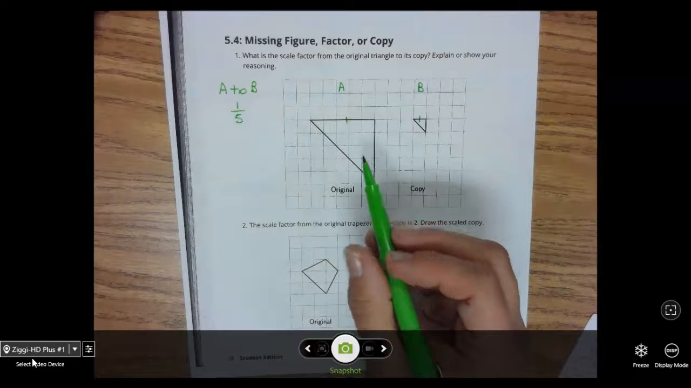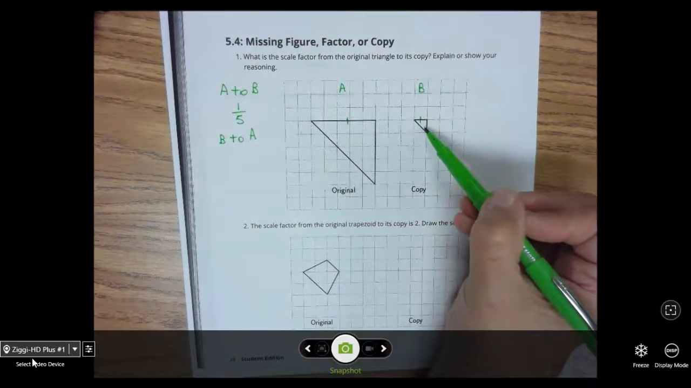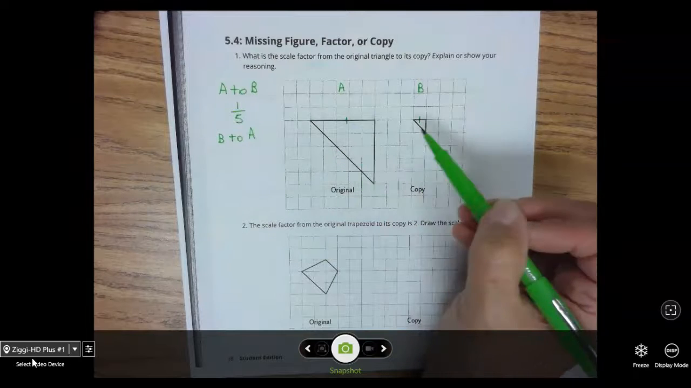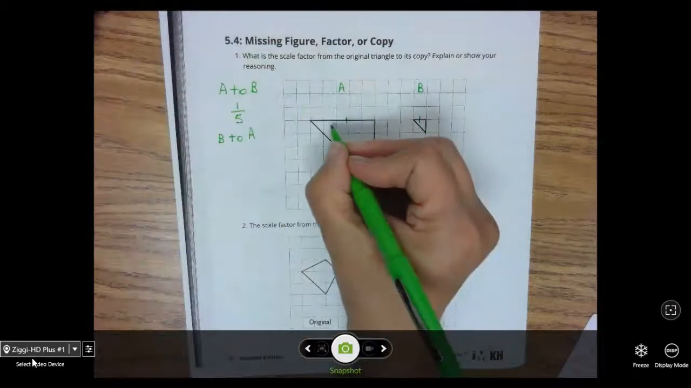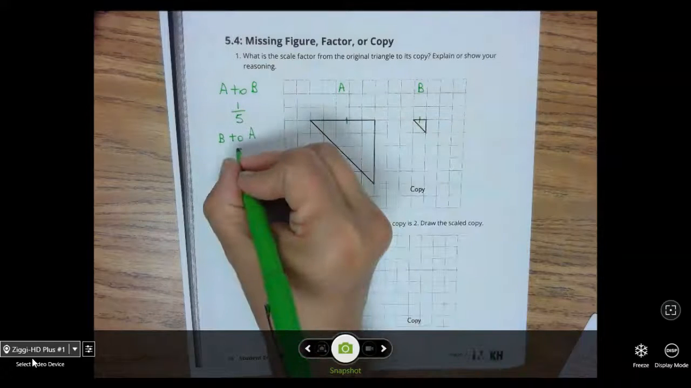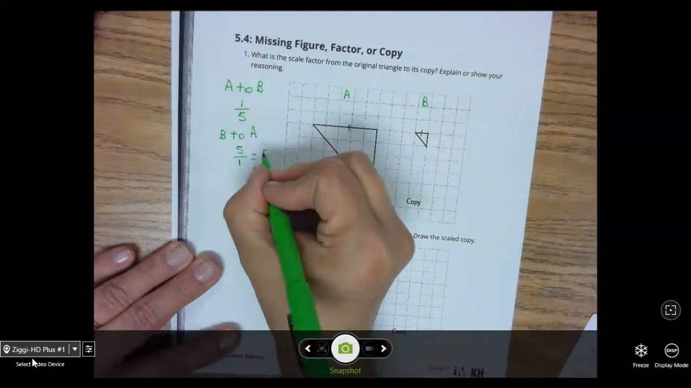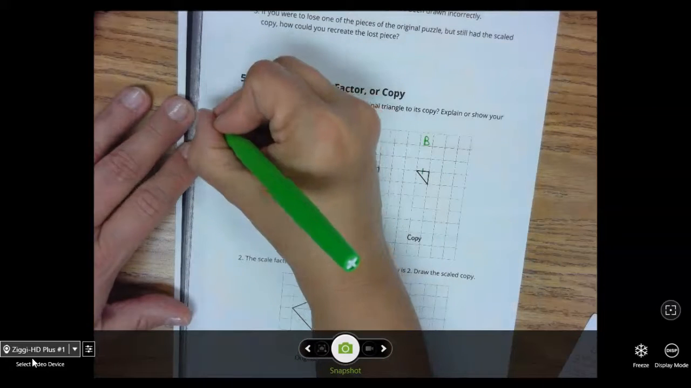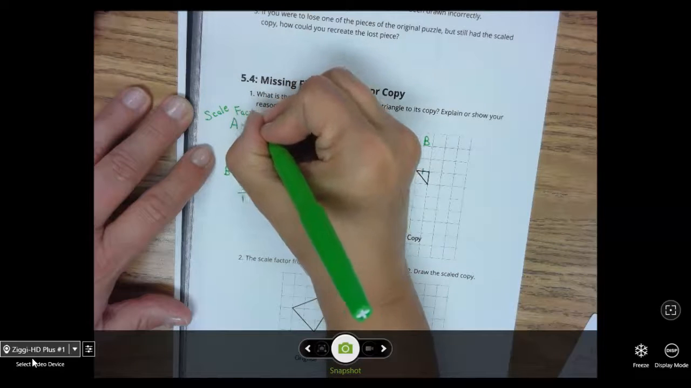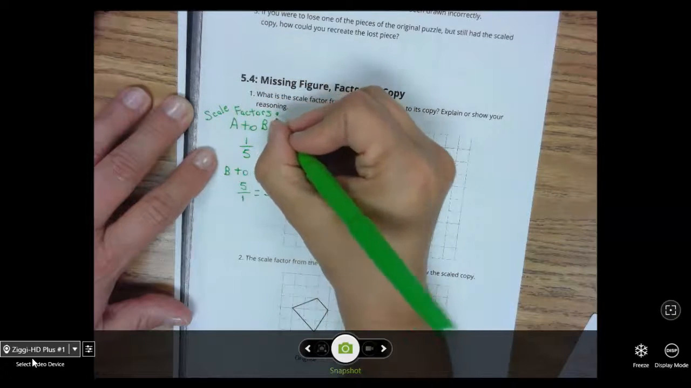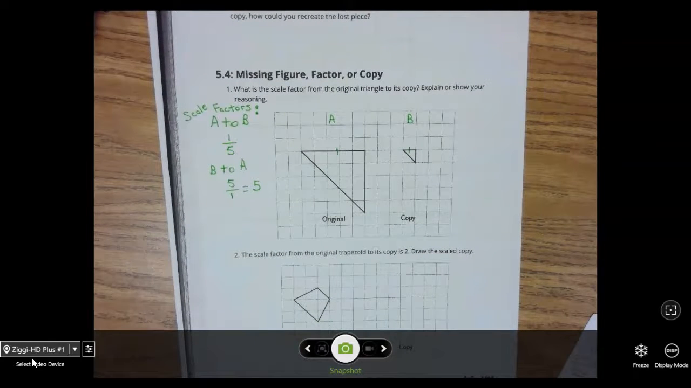Now, if I wanted to go from B to A, I'm going from little to big, so it's getting larger. What would the scale factor be? Well, then you would flip the ratio, because now the copy is 5, the original was 1, my scale factor is 5. I'm putting scale factors. Make sure you write that down.